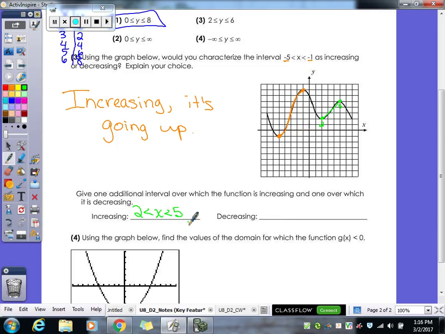Now we have 3 decreasing parts we can pick from. We got here, here, or there. So really any of those are going to work. I'll pick this one in the middle. It goes from -1 to +2. -1 to +2 is our decreasing part. Again, there's 2 other parts you could have had on there. I just picked that one.